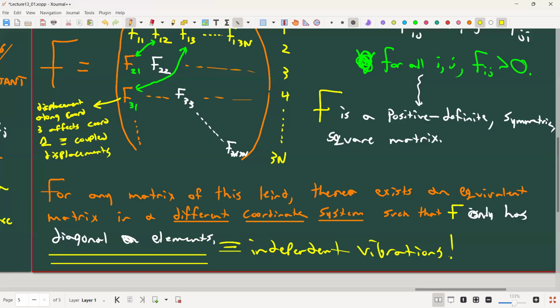So what I have to do now is figure out how to combine these 3n coordinates together in some collective way to get rid of all the off diagonals. That's a tough problem, but thankfully computers do it for us. Actually, Mother Nature does it for us as well.